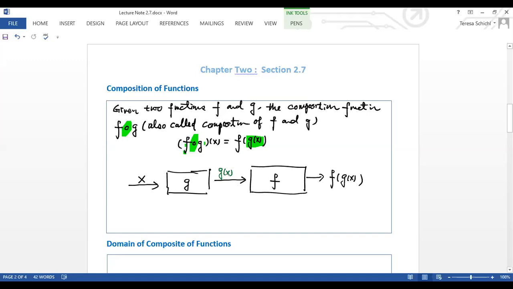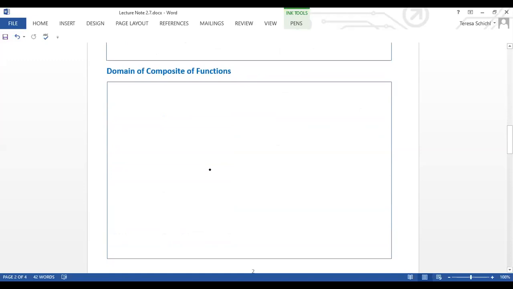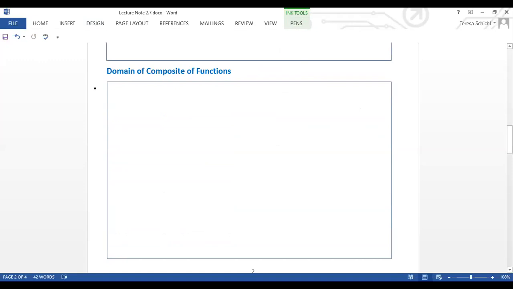Okay, like we say, the mathematical part is pretty easy. But the domain part we need to be careful with, the domain of the composition of functions, because we are involving two functions here. So let's take a look at the domain. This is very important. The domain of f composite g is the set.